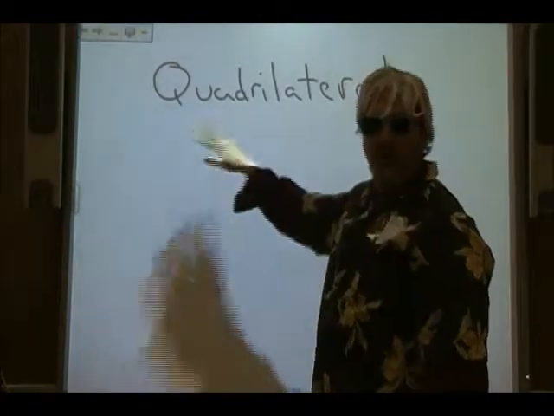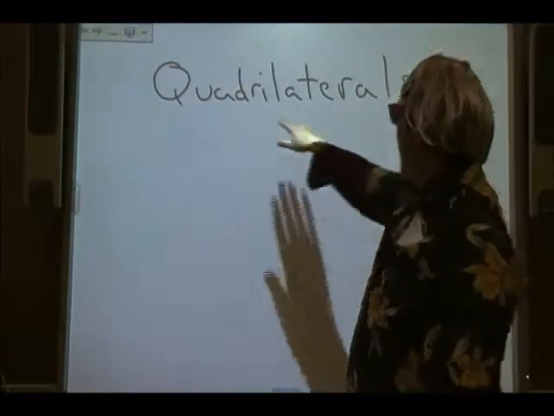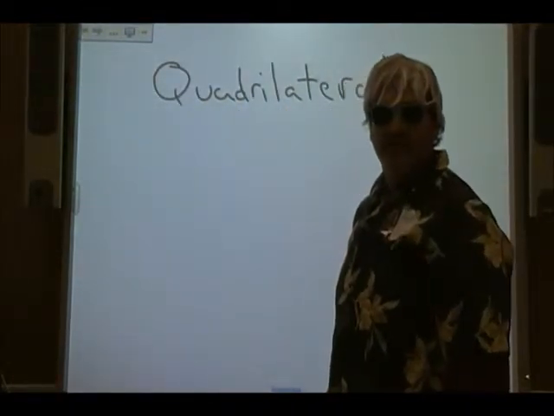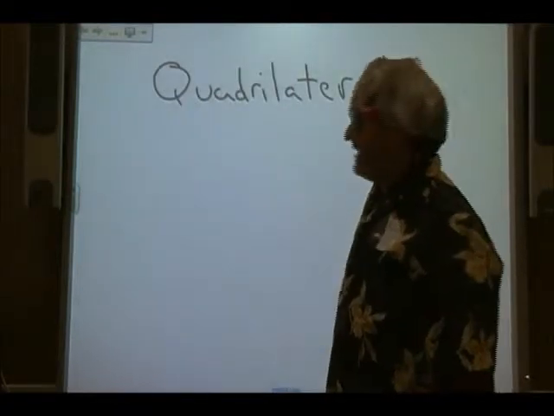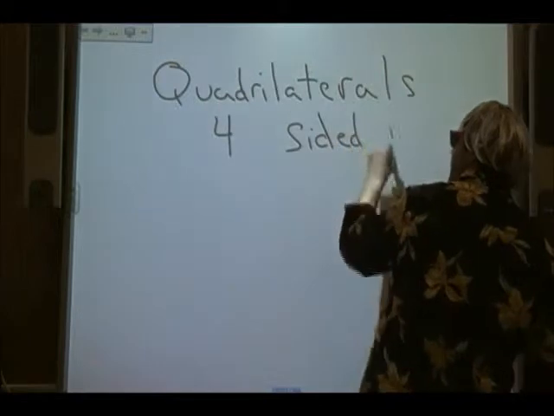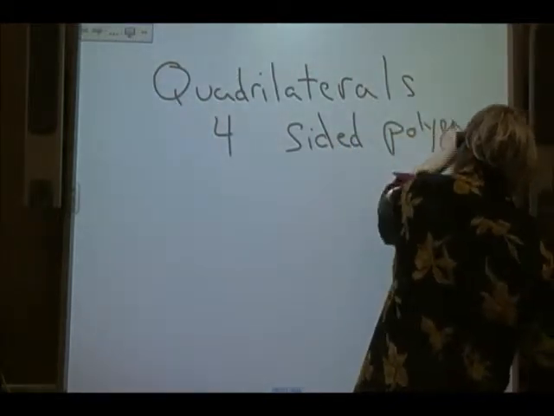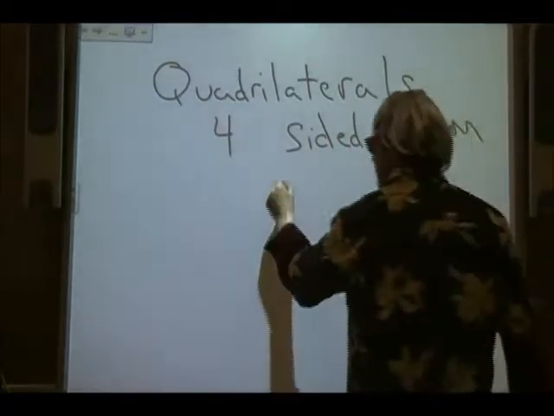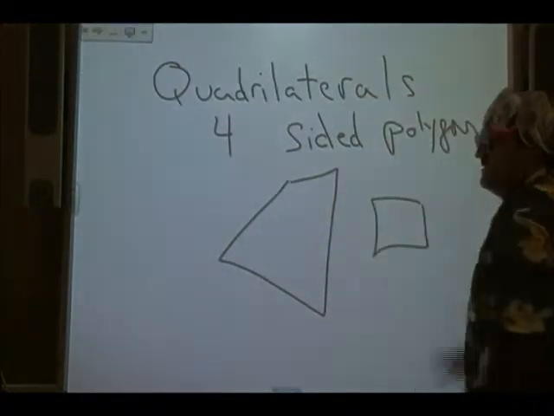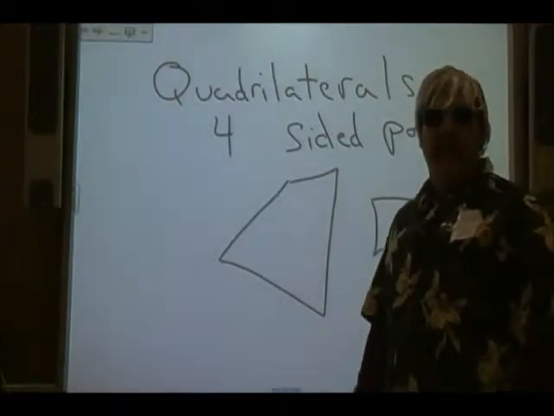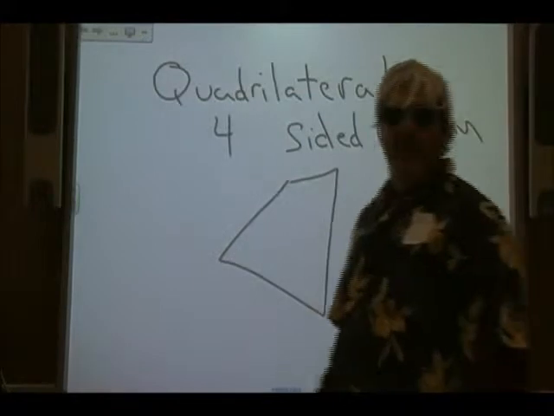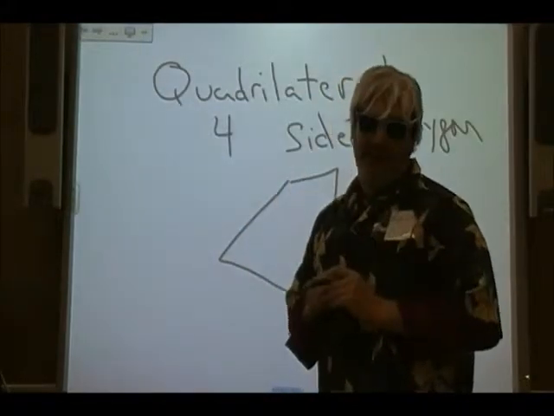All right, first of all, what is this? I think it's Greek. The quad means four, and the lateral, I guess, means edges, sides. So it's four sides. Any four side. So we're going to call it a four-sided polygon. Anything with four sides, 1, 2, 3, 4, these are all quadrilaterals. And we're going to classify them by their parallelness.